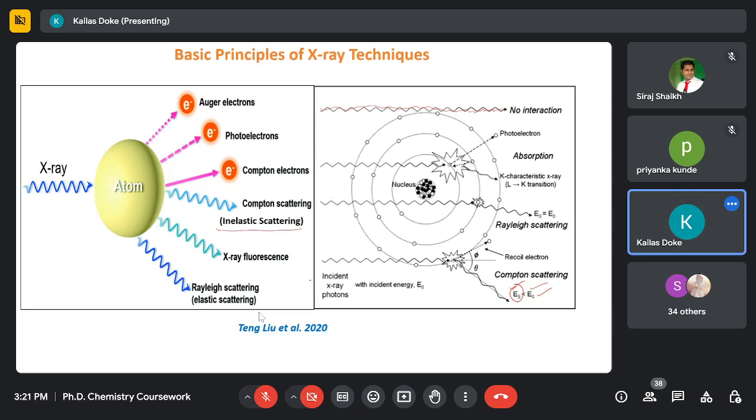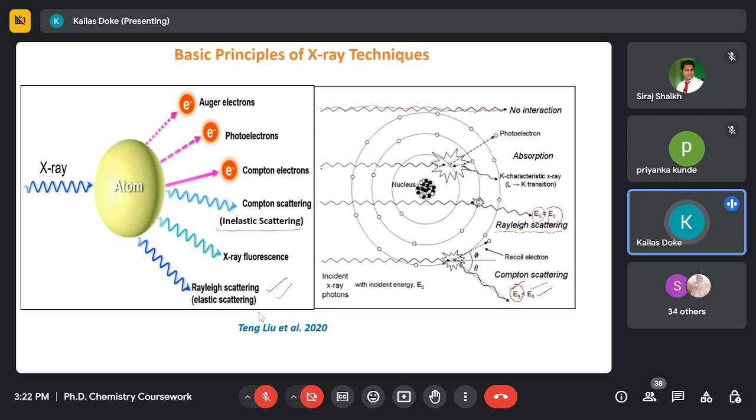What is Rayleigh scattering? Rayleigh scattering is when X radiation is incident on the material and collides with an electron, but the energy is not sufficient to remove the electron. It just changes its direction with a slight change in angle. If the energy, frequency or wavelength of the scattered radiation is identical to that of the incident radiation, such scattering is called Rayleigh scattering or elastic scattering. Every technique has certain applications.